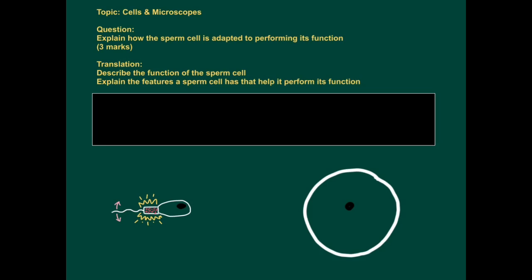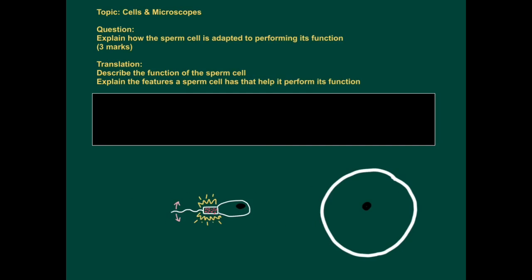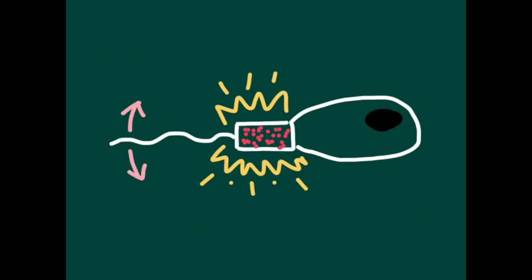So quite simply, the job of the sperm cell is to swim to the egg to fertilize it. Now, swimming requires energy. The middle section of a sperm is packed with mitochondria. Mitochondria are parts of the cell where respiration happens. Respiration is a biological process that produces energy. This energy is then used to move the sperm's tail so it can swim and move towards the egg.